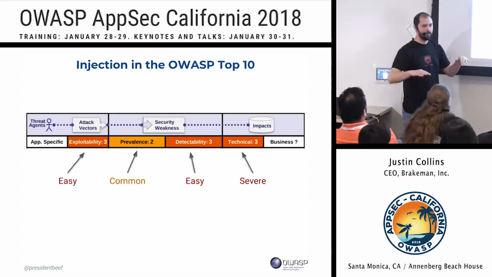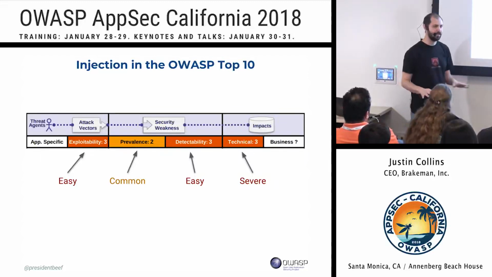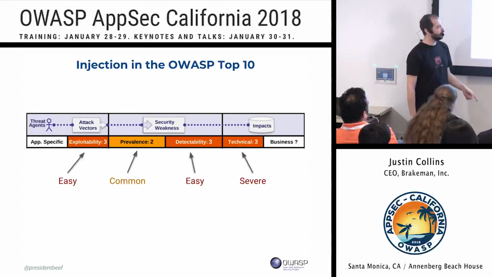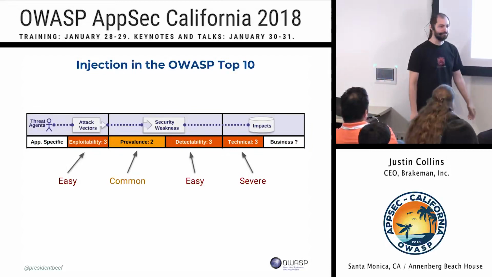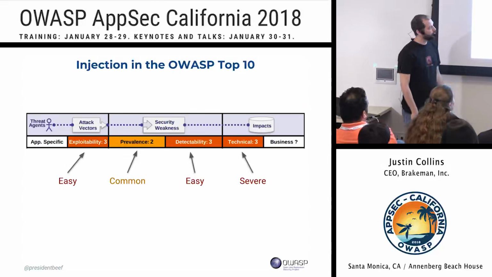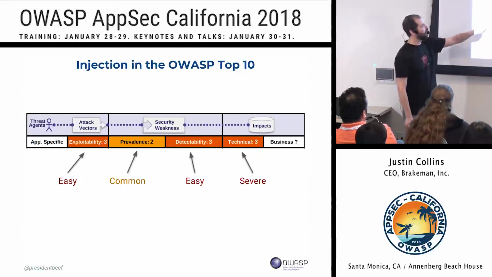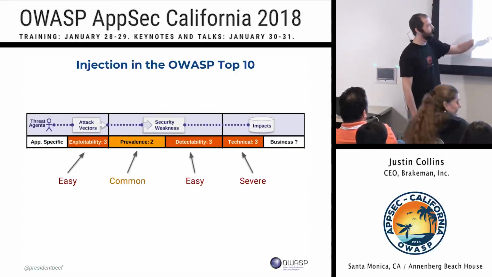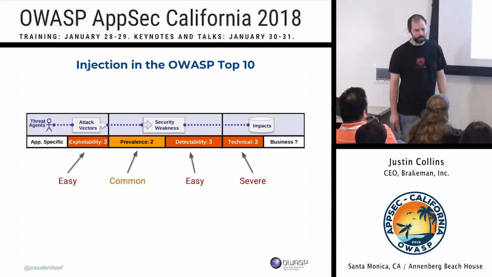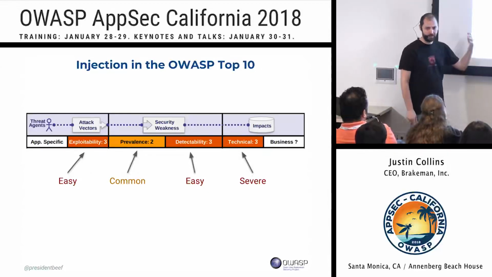Prevalence is middle of the road. According to OWASP top 10, it's common. So not widespread and not rare, but common. Detectability, easy. Relatively easy to find in an application. And then the technical impact is severe. So of these 4 metrics, 3 of them are the worst they can be, and one's kind of in the middle. So that's telling us something about it. And obviously this is why it's at the top, right?